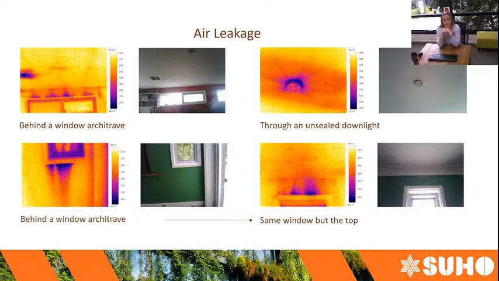All of these images were taken from the same house. This particular house I tested a couple of years ago, but I use it as an example because it had a lot of air leakage that was really easy to fix. So the top left picture is behind an architrave, a window. The picture on the left is a thermal image. The picture on the right is the actual image.